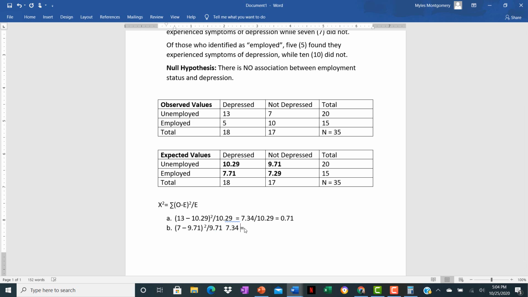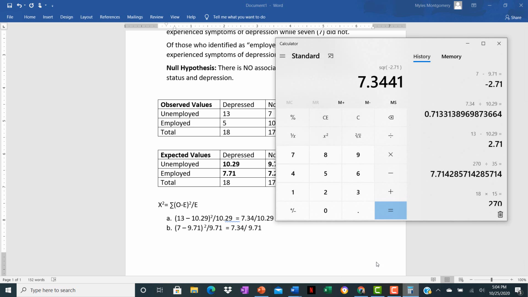0.34. Okay, and 7. Whoops, we'll go ahead and do it this way, just to not be confused. 7.34 divided by 9.71. So let's see if we can get this nice and clean. Okay, 7.34 divided by 9.71. I already know it's going to be a decimal.